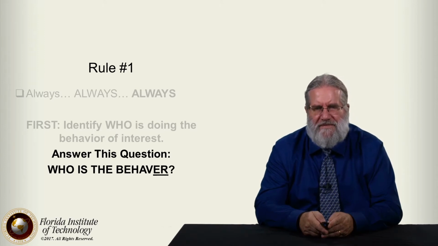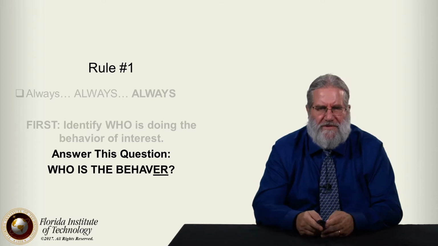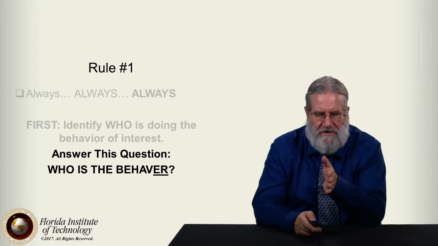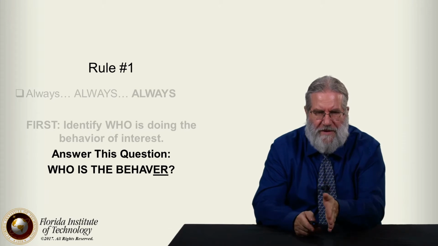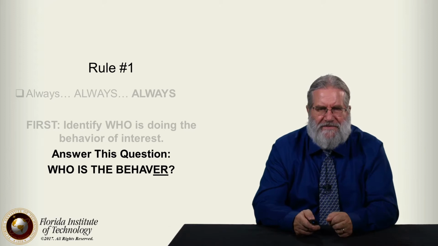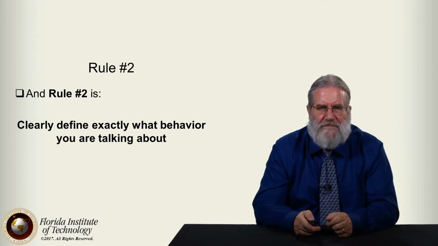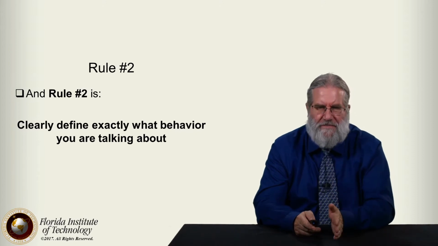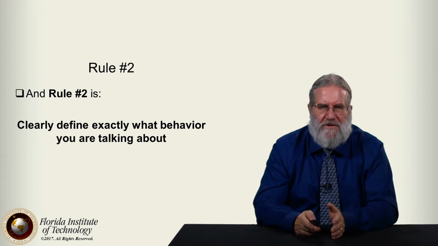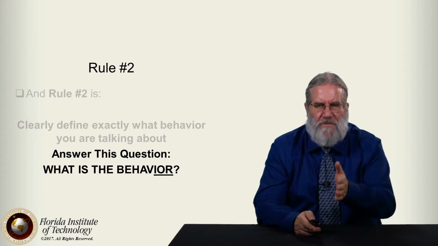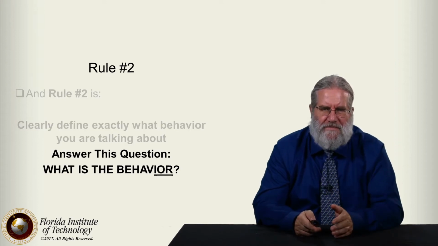This seems like it's incredibly simple. Of course you do that. But you'd be amazed at how many people get confused when you have multiple people involved in the scenario, keeping track of who is the person we're talking about, who is the behavior. Keep on that. And the second rule is clearly define exactly what behavior you're talking about. You've identified who is doing the behavior, but what behavior are you talking about? You answer the question, what is the behavior, right?